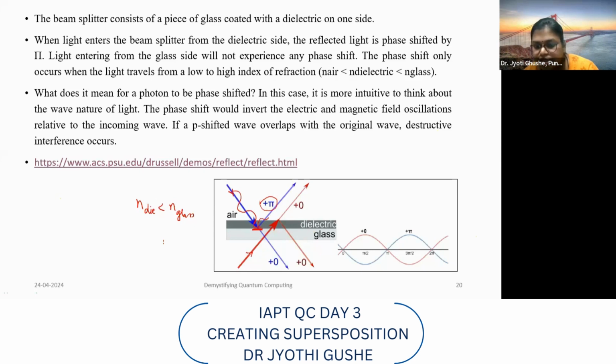But if you are considering this particular ray, which is coming from below, from glass into the dielectric, at the interface of dielectric and air, here glass is denser and dielectric is of lower refractive index. So when it reflects, there will be no phase change. Again, remember, when it is transmitting, there is no phase change. So phase change will only occur upon reflection. When the light enters the beam splitter from the dielectric side, the reflected light is phase shifted by pi. Light entering from the glass side will have no phase shift. This phase shift will occur only when light enters from lower to higher index of refraction, rarer to denser medium. Now, keeping this in mind, let us again revisit our simulation.